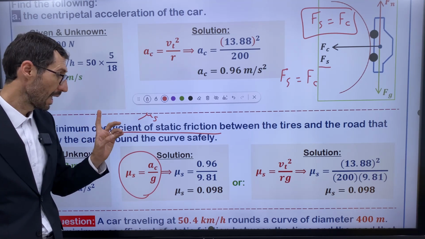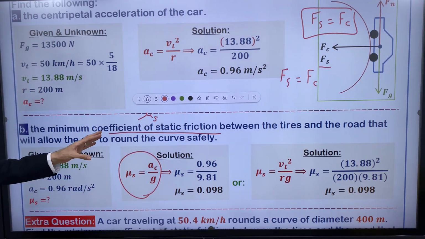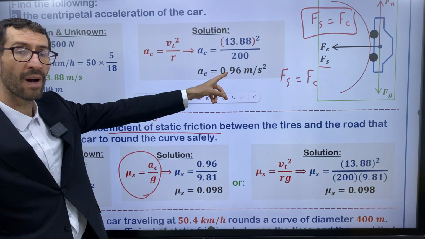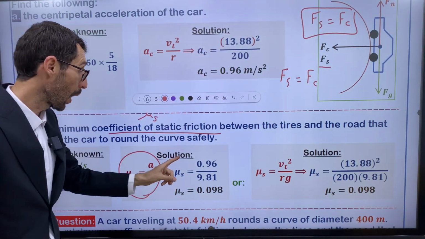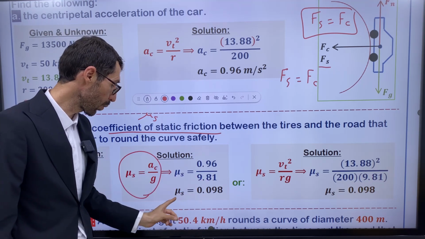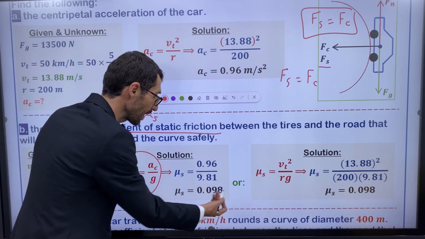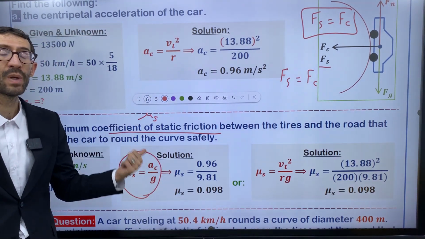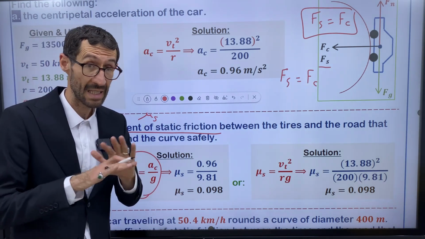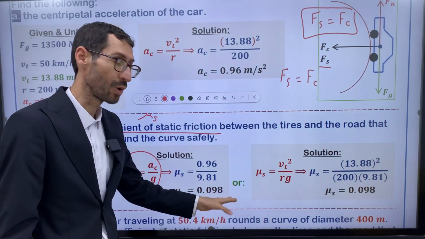That's it. AC, teacher, do we have AC here? Yes, we've already found it in the previous part. 0.96 divided by 9.81. Mu s is equal to 0.098. And keep in mind that mu s is unitless, right? It's dimensionless. It has no unit.